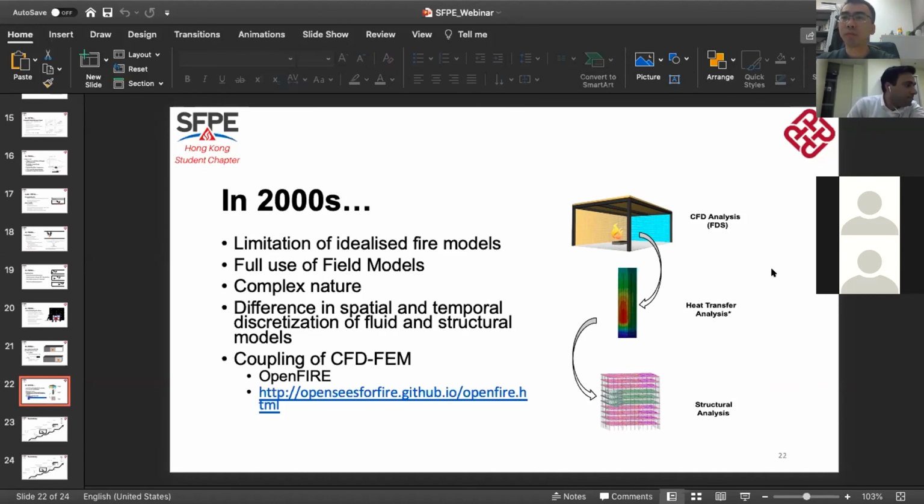And one thing I want to discuss with you is about the CFD and FEM coupling. Of course, I think if we make sure the fire size is the same, the calculation result from CFD should be lower than the engineering fire model calculation result, right? If we use the same fire size.